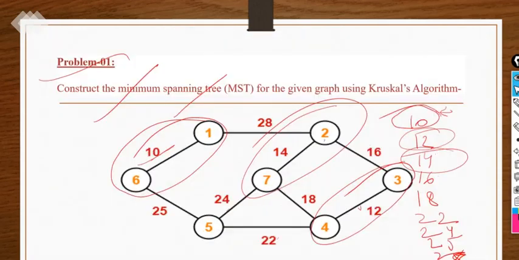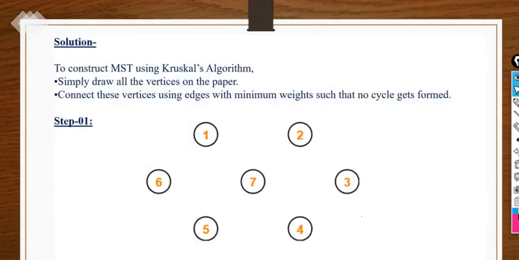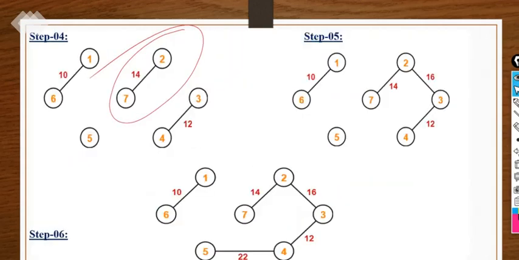Next is 16, this one, 2 and 3. We have to connect it, and each and every time make sure to check that there should not be any cycle. 2 and 7 we have already done, and now we are doing 2 and 3. Yes, we have done it.